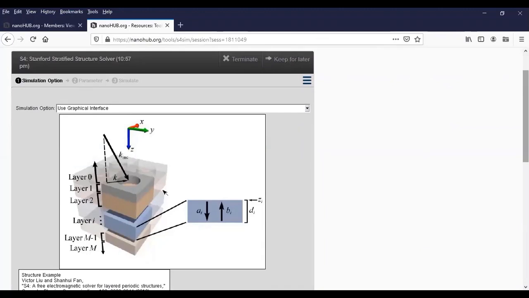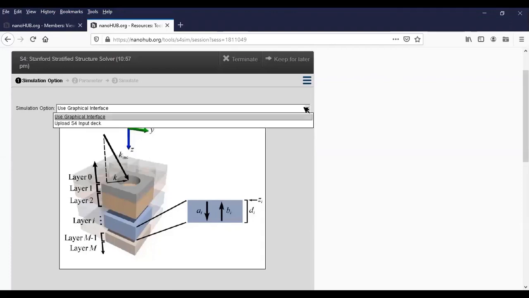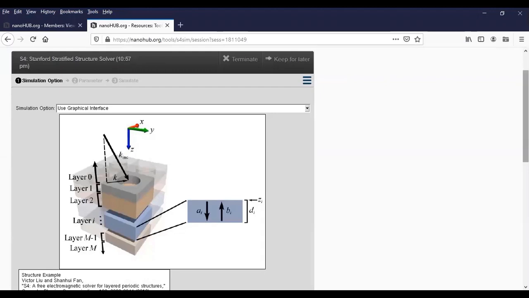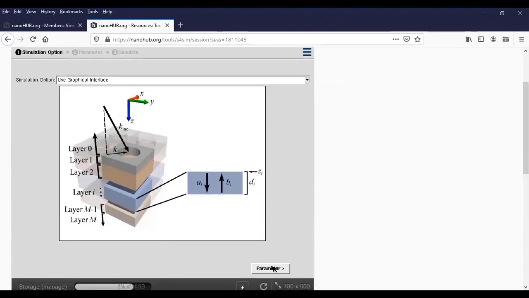Okay, we have already opened up the S4 tool integrated on nanoHUB. So we first choose the simulation option. We want to use the graphical interface for our first example and hit parameter.